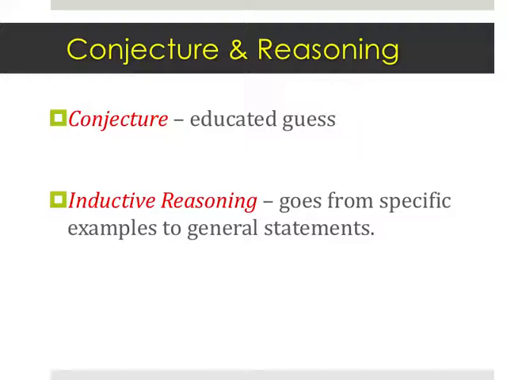Unlike deductive reasoning, which is like Sherlock Holmes, who would go from a general situation down to a specific killer, for instance, we're going to go from specific examples to general statements. So how does that all fit into place?